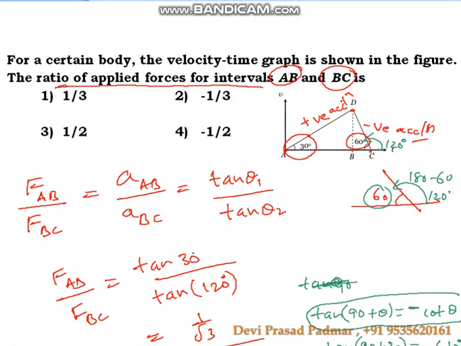So if you look at the options, yes, here we have minus 1 by 3. Correct? Option B, the second option, is the correct answer: minus 1 by 3.